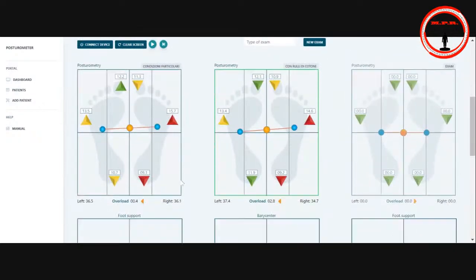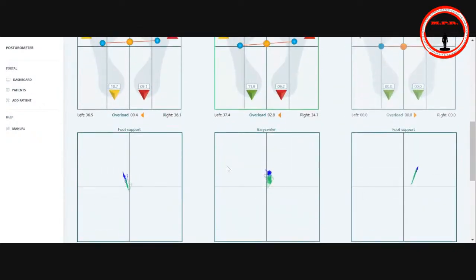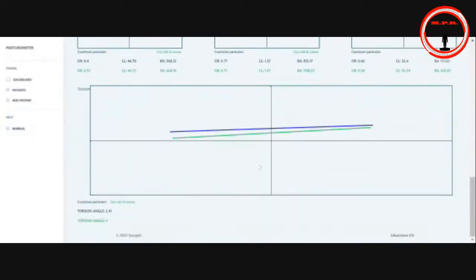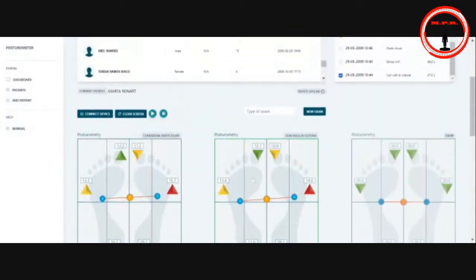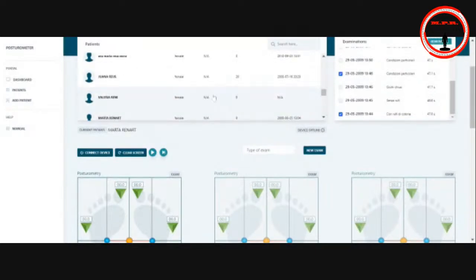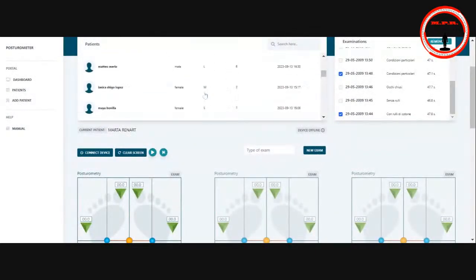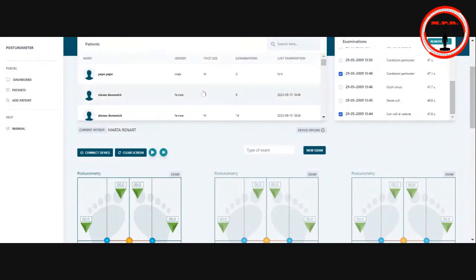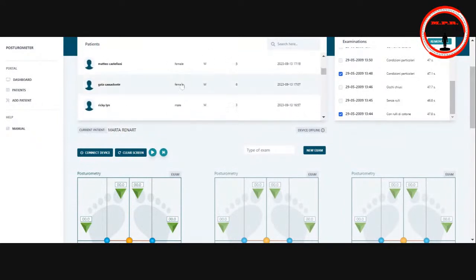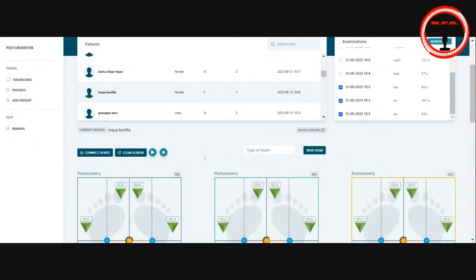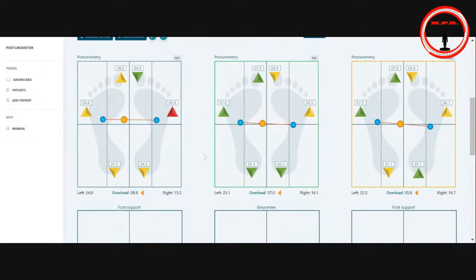You have here the overload of the patient, the varicocele center, the foot support, the torsion of the body, etc. We go clear that patient, and we go one patient here, and to see the top, and we analyze. Okay, listen. One, two, and three exams. And we put them together here, there, and on the server.